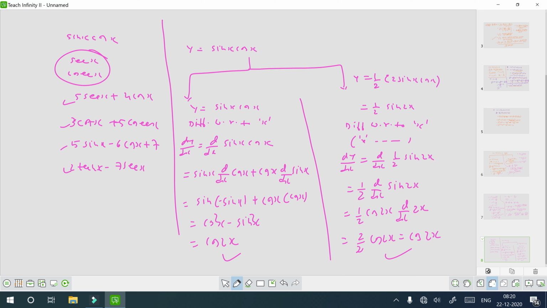Direct differentiation છે, because બાકીનું આપણે નેક્સ્ટ લેક્ચરમાં લઈશું.